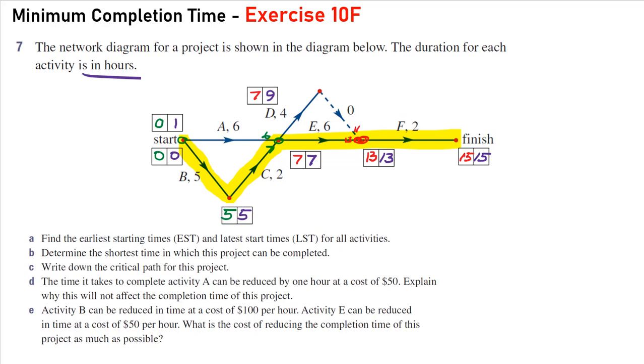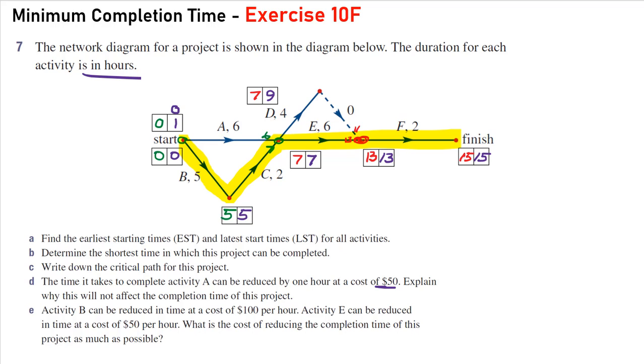Okay, so it looks like we've done A, B, C, and D. Part D. The time it takes to complete activity A can be reduced by 1 hour at a cost of $50. Explain why this will not affect the completion time of this project. Well, as we stated here before, we can delay A by up to 1 hour its latest start time. So if we were to reduce this by 1 hour, it would reduce that back to 0, and in fact both of these paths would then take exactly the same amount of time to complete.